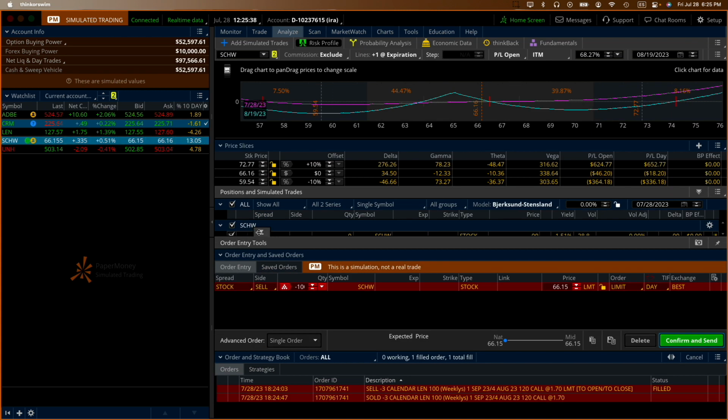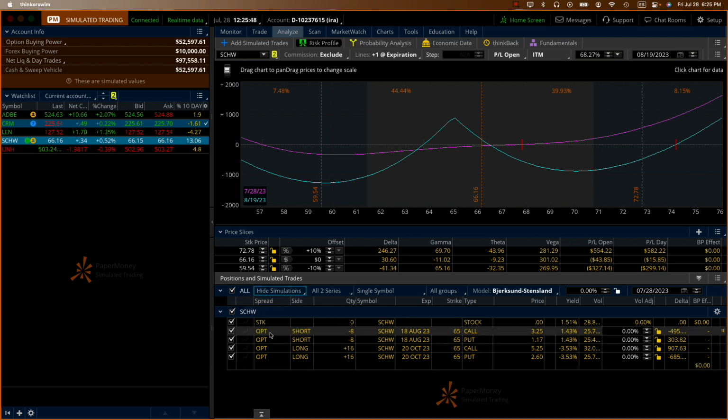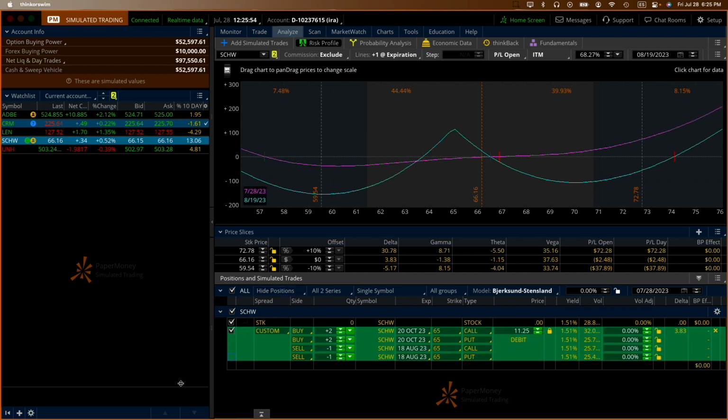This is Charles Schwab, and here we have August, plenty of time. This is a fairly new trade, so we're not going to do anything about it. If you want, you can hide the position and show the simulation only, and our current position is close to zero profit there.